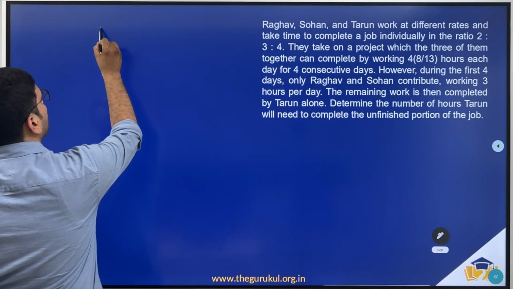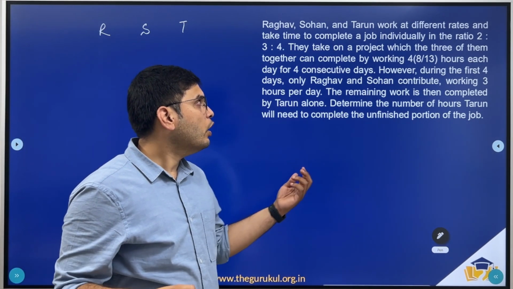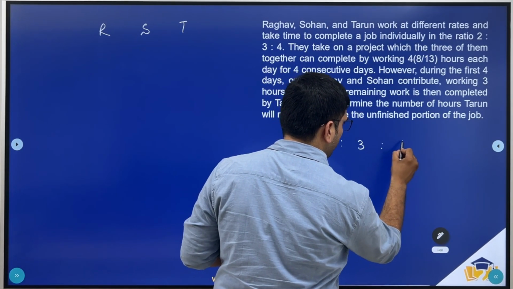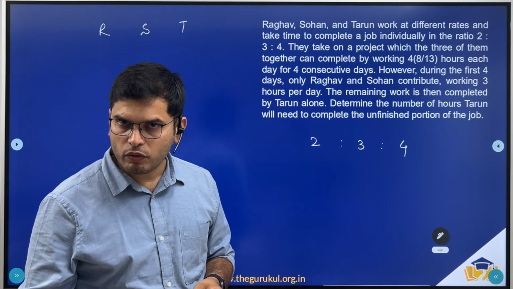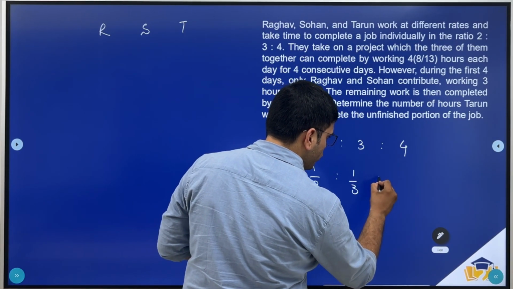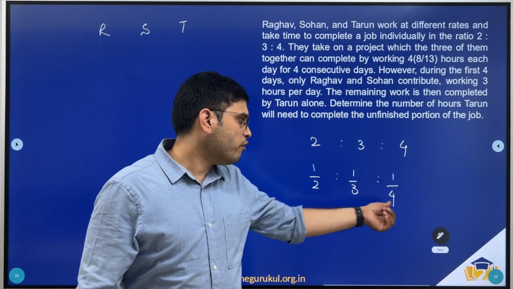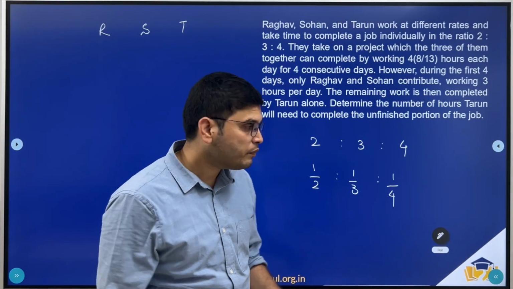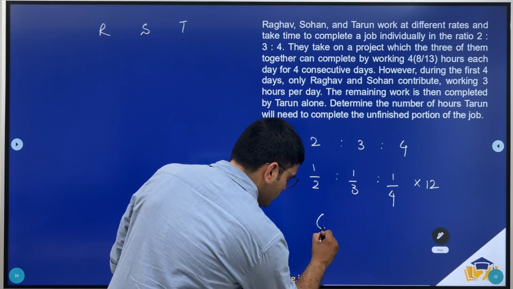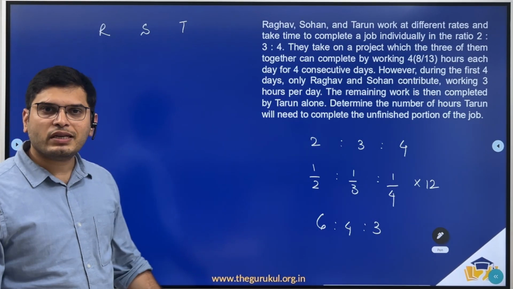So we are given Raghav, Sohan, and Tarun, and the ratio of the times taken by these 3 people to complete the job individually, and that ratio is 2:3:4. Now if the times taken are in the ratio 2:3:4, their efficiencies will be in the ratio 1/2:1/3:1/4. Now just to avoid fractions, I will be multiplying this ratio with the LCM of the denominators. What is the LCM of 2, 3, and 4? 12. Right. Now let me multiply this ratio with 12. So their efficiencies are in the ratio 6:4:3.